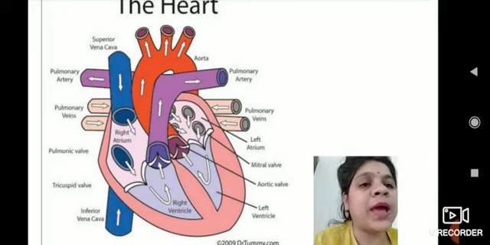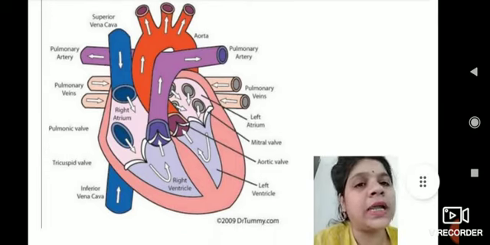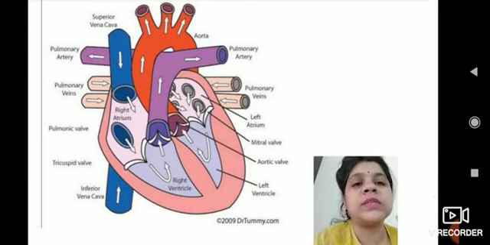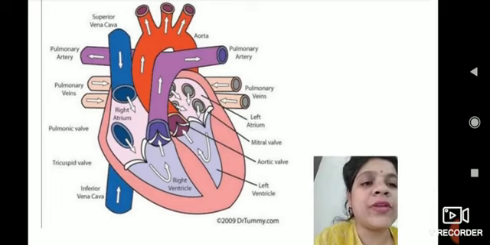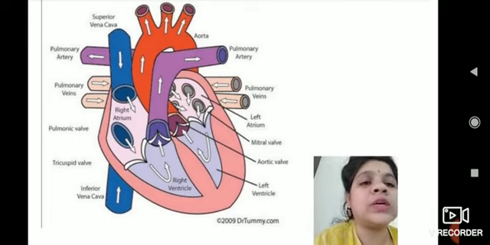Now let us start with how the oxygenated blood enters. It enters by the pulmonary vein to the heart, and the deoxygenated blood enters by the pulmonary arteries. One thing more: the superior vena cava and inferior vena cava bring the deoxygenated blood towards the heart. Superior vena cava brings the blood from the head and the upper extremities towards the heart, and the inferior vena cava brings the blood from the abdomen and the lower extremities towards the heart. It enters the right atrium.